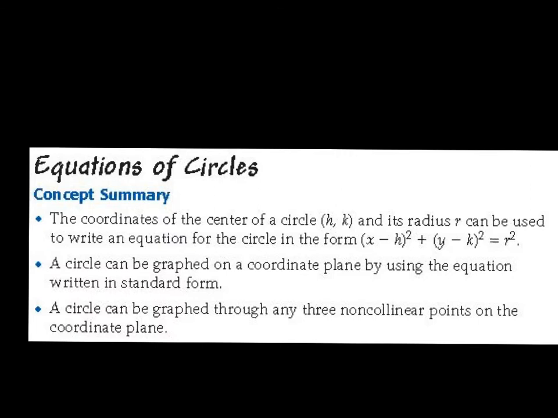In summary, the coordinates of a circle centered at (h, k) and radius r can be used to write an equation for a circle in the form (x minus h) squared plus (y minus k) squared equals r squared. A circle can be graphed on a coordinate plane by using the equation written in standard form. A circle can be graphed through any 3 non-collinear points on the coordinate plane.